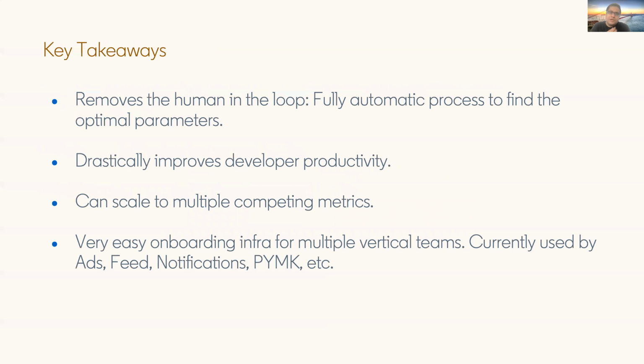So there are a few key takeaways. Using this library, you're able to remove the human in the loop, and it is fully automatic to find the optimal hyperparameters. It improves developer productivity, and you can scale it to multiple competing metrics. The onboarding cost is relatively low, and currently it's used by a few teams at LinkedIn: Ads, feed, notifications, and PYMK. And I think we have gone through most of these examples through this talk.